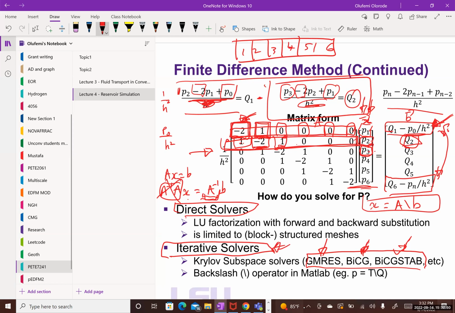So the iterative solvers will converge. Some will converge faster than others in certain physical regimes. So depending on the problem, they converge faster than others. And then these are different options. And they're all Krylov subspace solvers.